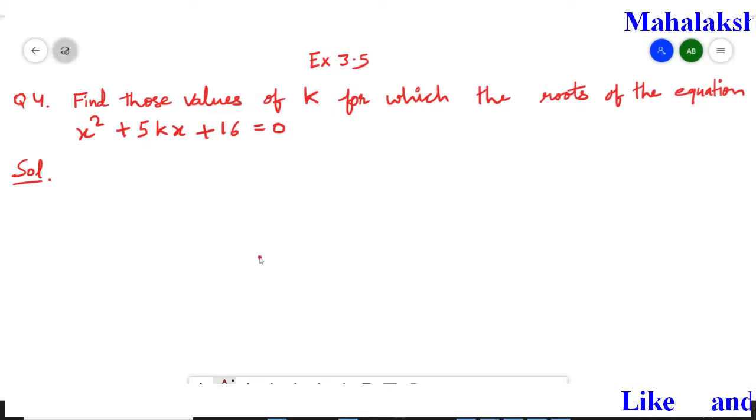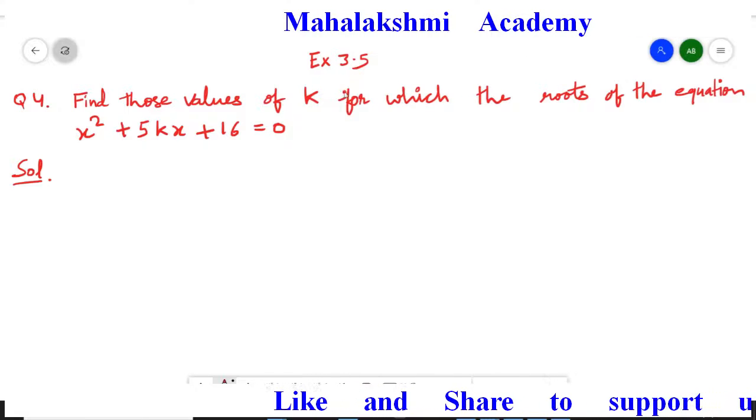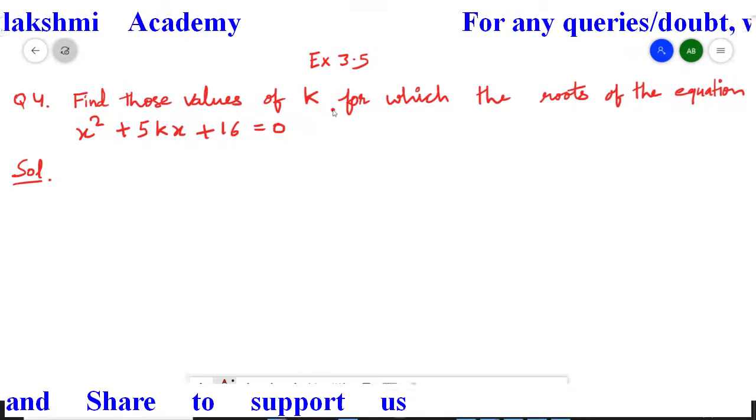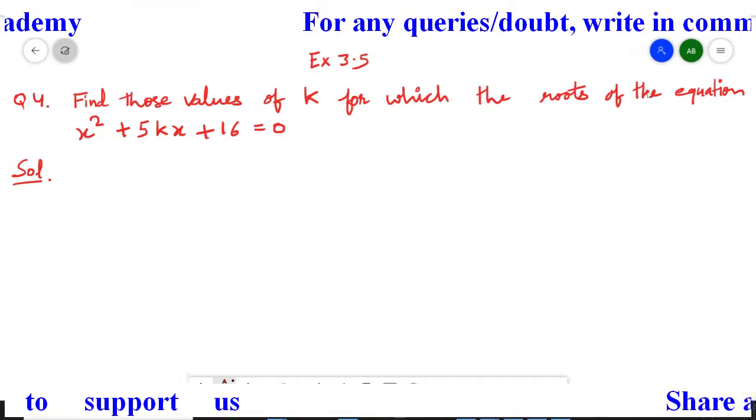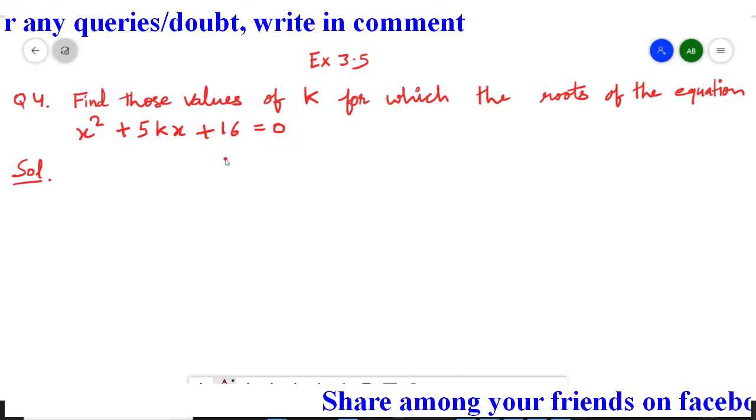Hello everyone, I am going to explain question number 4 from exercise 3.5. This question belongs to 10th class maths. Find those values of k for which the roots of the equation are not real.